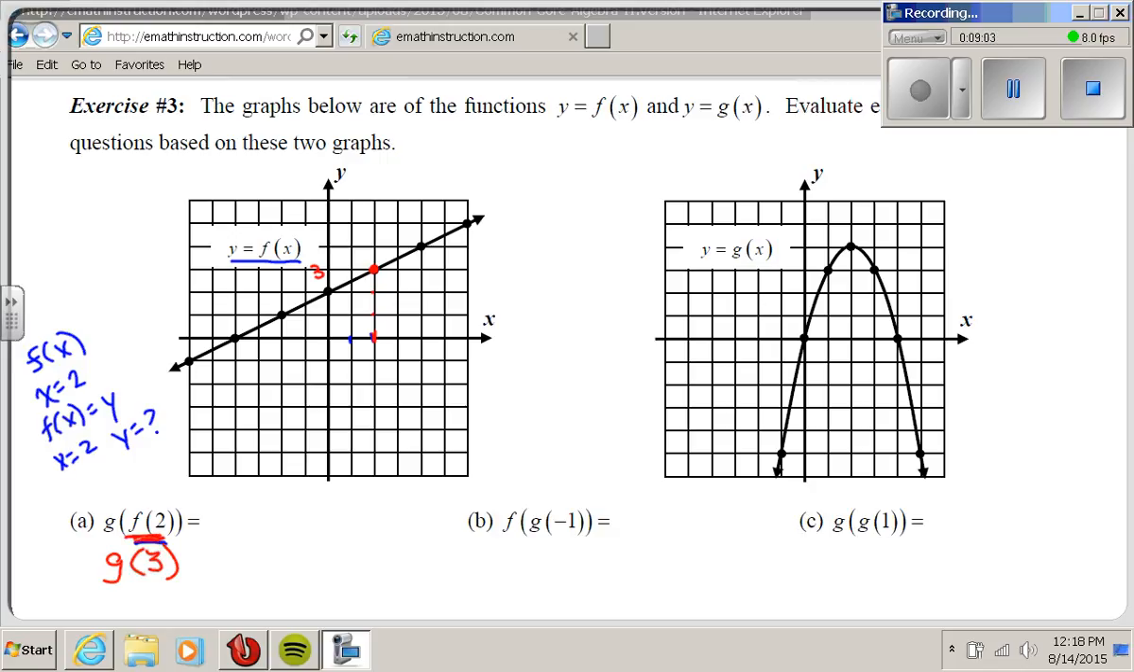So now I'm going to go to my g of x. And x here is 3. So 1, 2, 3. I need to know what is my y value. 1, 2, 3. My y value here is 3. So what is g of 3? It's 3. There's my whole composition. G of f of 2 is equal to 3.